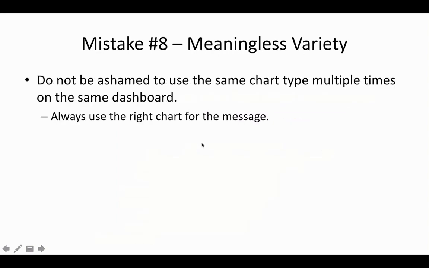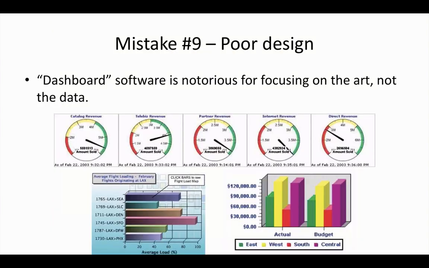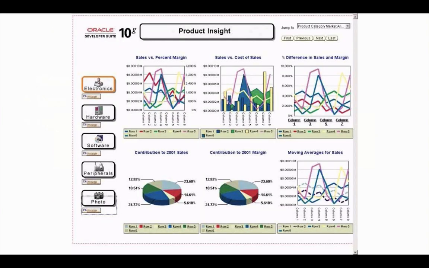All right, meaningless variety. This is the last one I'm going to talk about because I tend to see this on dashboards a lot, which is I use a whole bunch of different visualizations, different chart types, because I don't want to seem like the only chart type I'm using is a bar graph. No, use the right chart type for the kind of relationship that you're going to show. And we've only talked about a couple of them so far. After next week, we'll talk about more, okay? And I'm going to just skip through these things, okay?